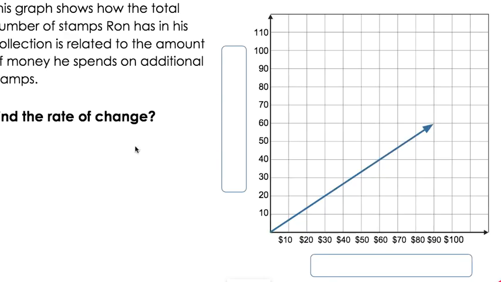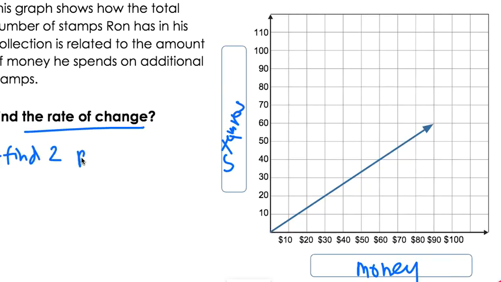Okay, next we're going to work backwards. The graph shows how the total number of stamps Ron has in his collection is related to the amount of money he spends on additional stamps. So the graph shows the number of stamps he has related to the amount of money. So I see dollar signs, so I know that's money. And this is stamps. So find the rate of change. So to find the rate of change, we need to find points first. That's number one thing we got to do.